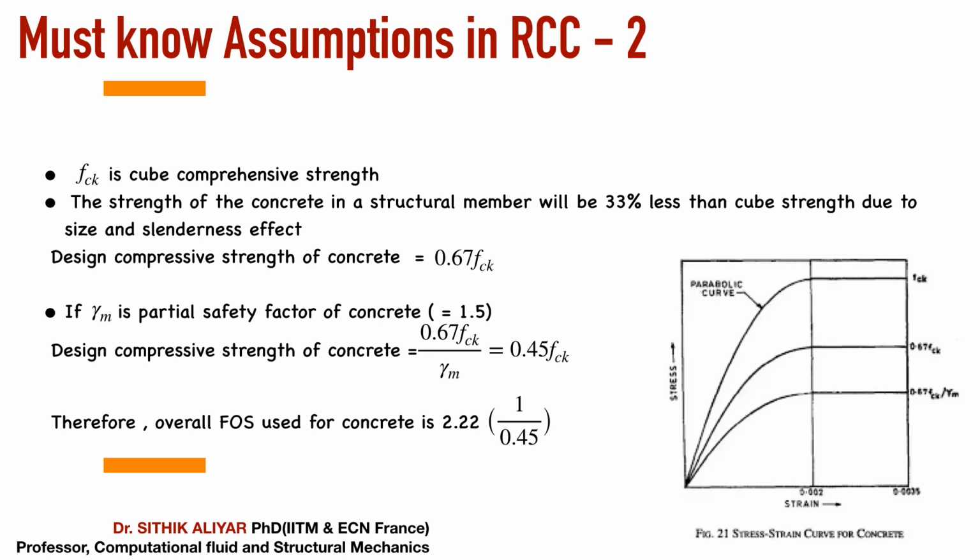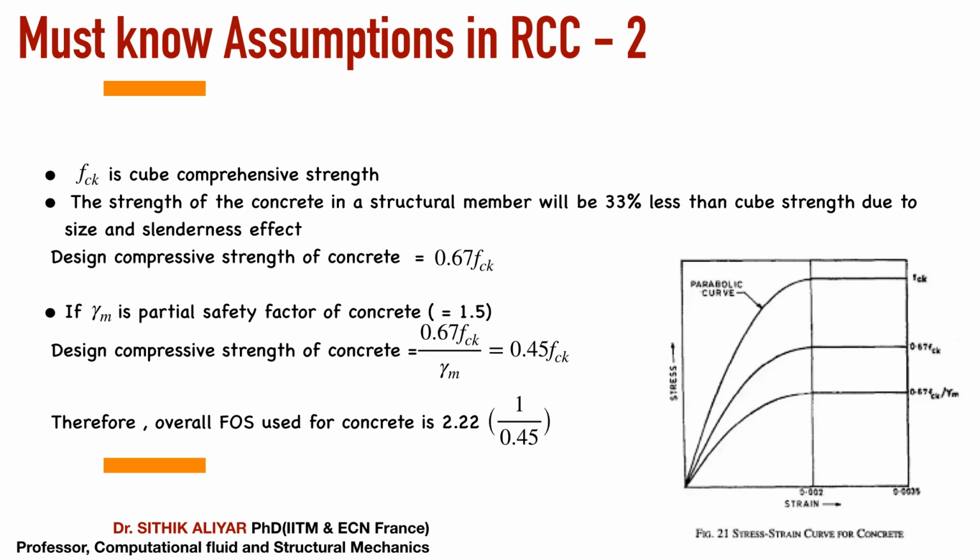So you cannot use FCK for designing a structure, because your structure is not going to take up to FCK. 0.67 FCK is the maximum strength it can take, so this is the ultimate strength. From there you apply a partial safety factor, what we studied in the last class. You divide by the partial safety factor 1.5, so the design compressive strength of the concrete is 0.45 FCK.